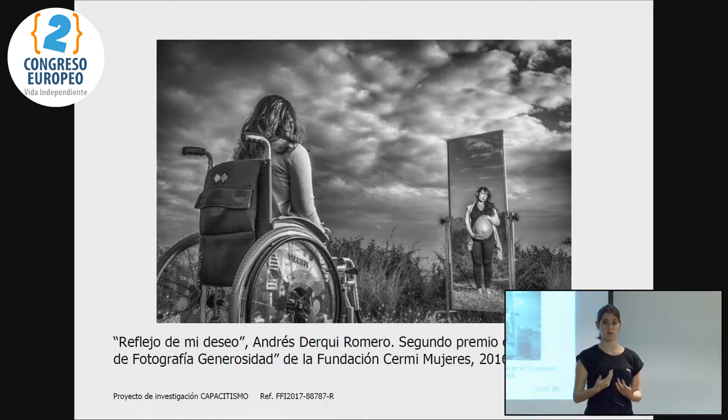Her arms are down on her legs, and in front of her we see a mirror. And in that mirror, this girl is standing up, and she is pregnant, her arms around her belly. We can see her picture in the mirror, and the landscape is a barren one. It's sad, it's black and white, there's no one else around, there are clouds showing foreboding and a storm on its way. This received an award in 2016 from the CERMI Women Foundation. It upsets me.